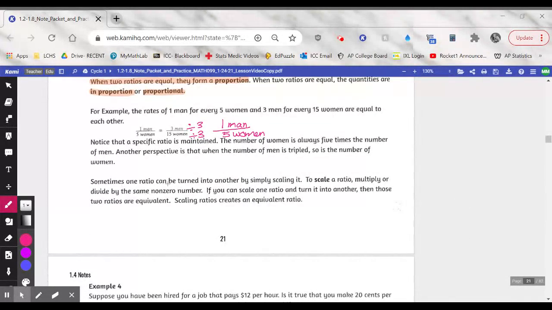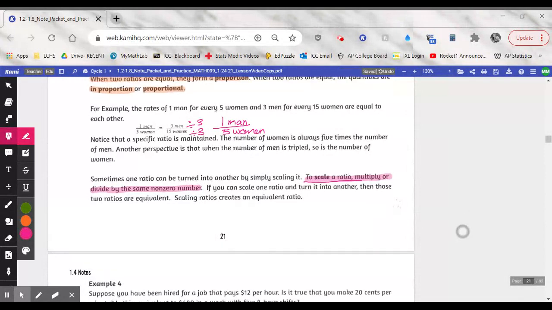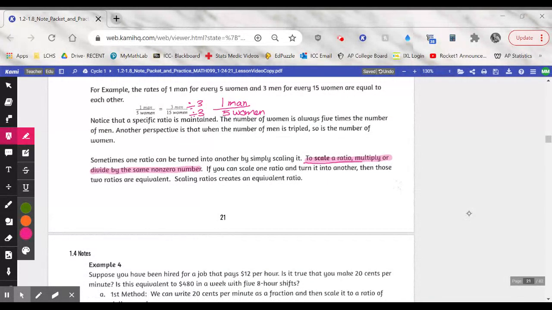Sometimes one ratio can be turned into another by scaling, and that's what we just did there. So to scale a ratio, you're going to multiply or divide by the same non-zero number. And when we scale a ratio, we can say that the two ratios are equivalent.